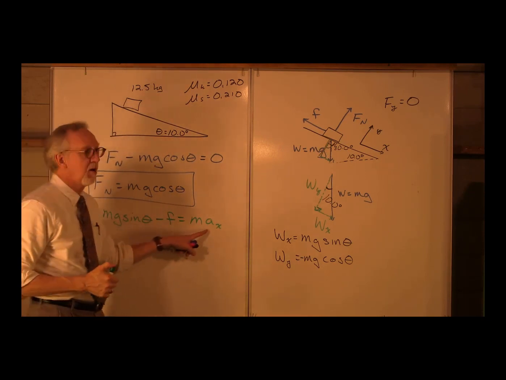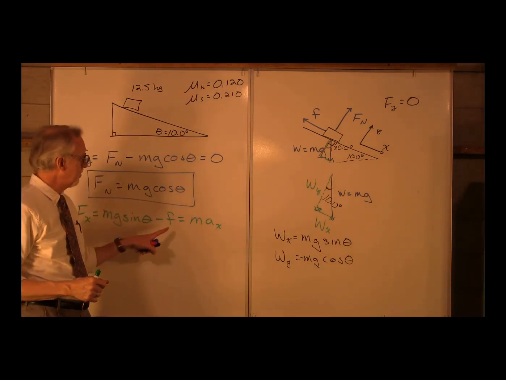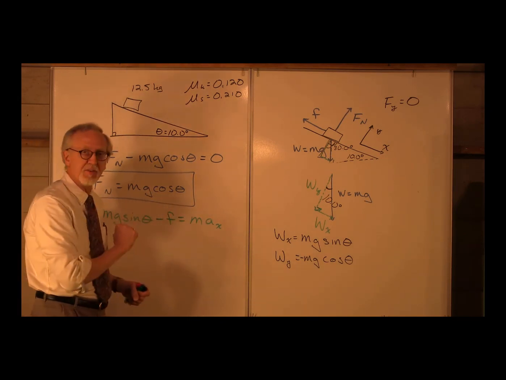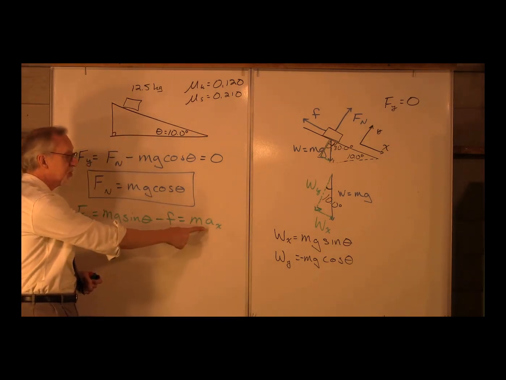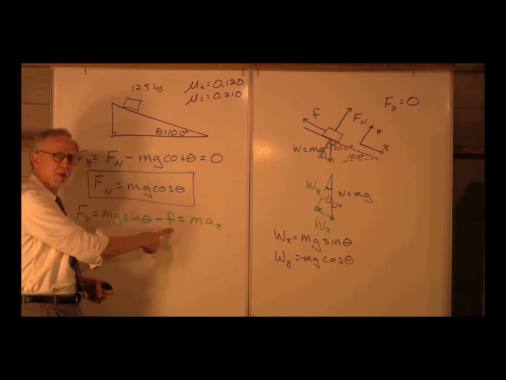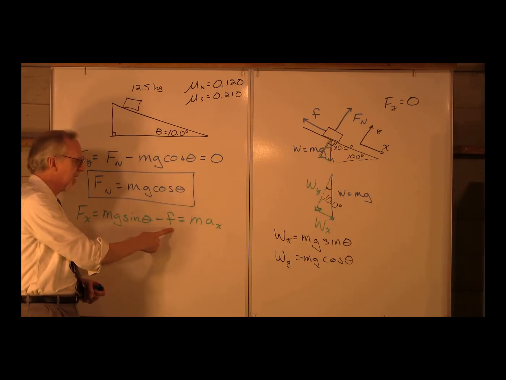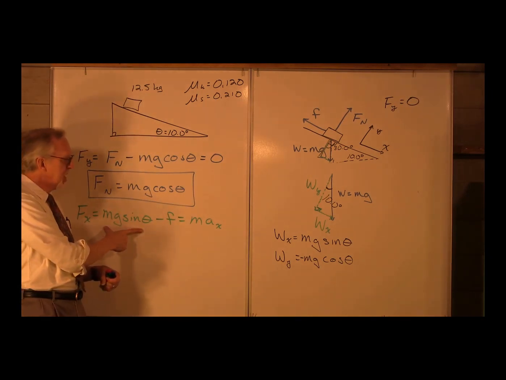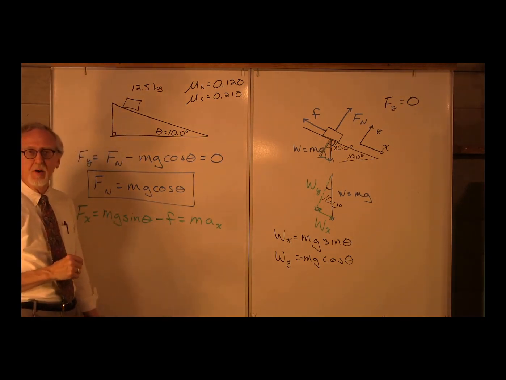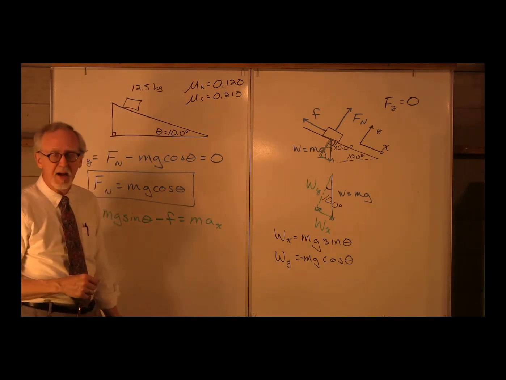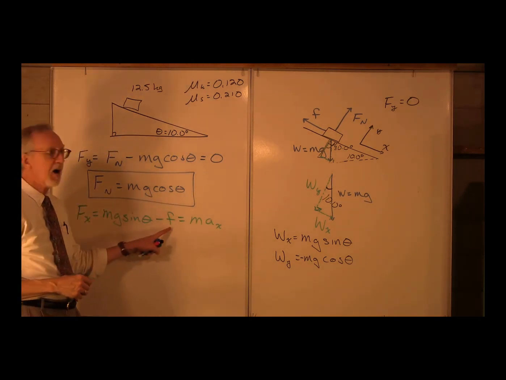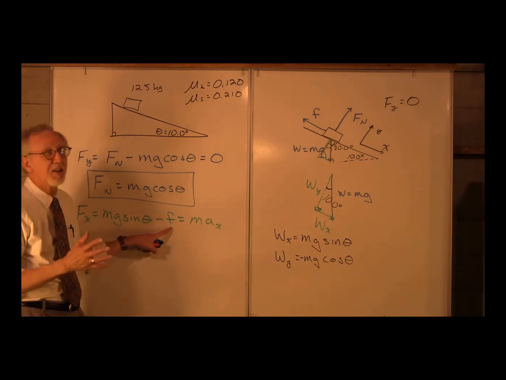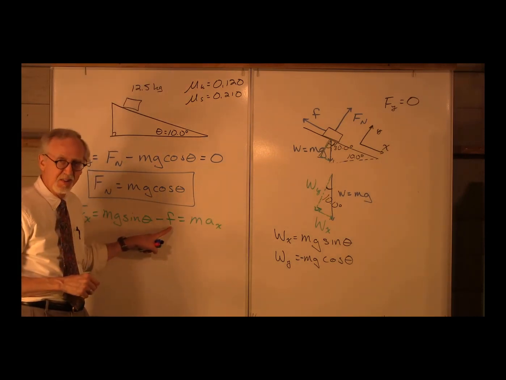Does this equal 0 or not? We're not sure. What we have to do is compare what will determine whether this is 0 or not. This will be 0 depending on how large f can be. If f is large enough to balance mg sine theta, then the acceleration will be 0 and the block will not slide down the incline. If it is not large enough, it will slide down the incline.